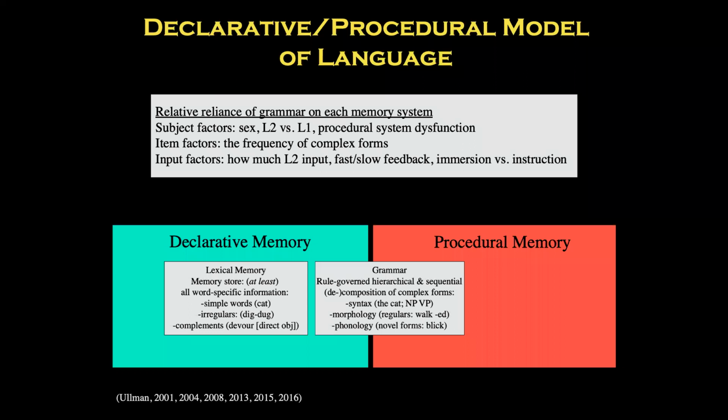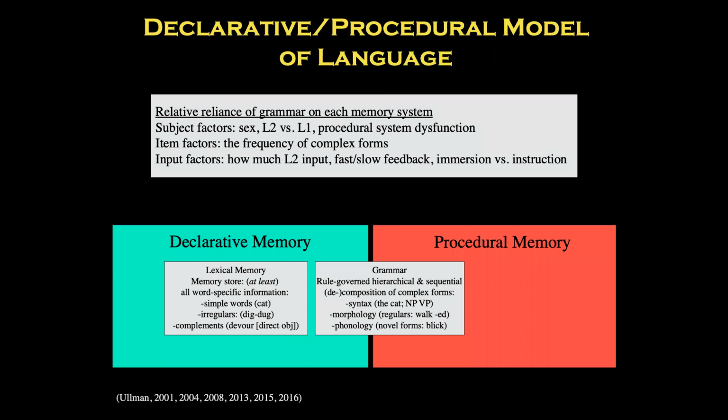What happens in that case? We expect that L2 learners will depend heavily on declarative memory, but eventually proceduralize to some extent. Exactly the opposite for me. You're an exception. I cannot tell you what the rule is, but I know how to use it in a different language. I'll show you evidence. Is it the same for you? Yeah, let's look at some evidence afterwards. And of course there are lots of individual differences. It's like sex differences, not that every person is going to show this pattern.